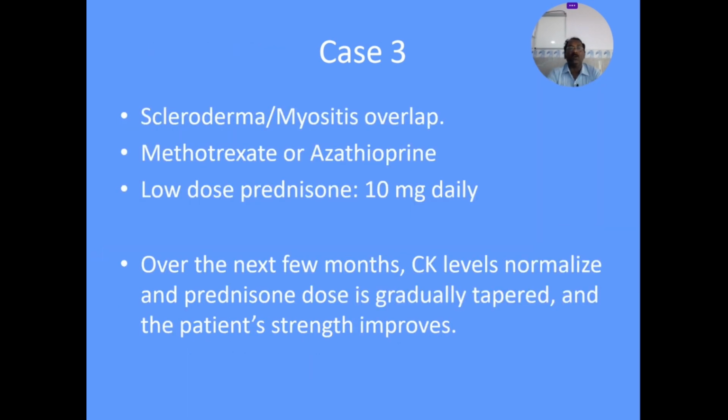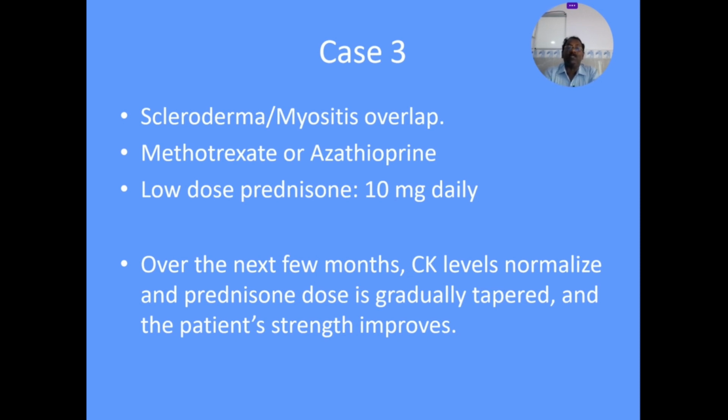Yeah. No, the scleroderma myositis overlap. That is the diagnosis. So what treatment should you give? You should start the immunosuppressives, and also the steroids. So methotrexate or azathioprine and prednisolone 10 milligrams daily.